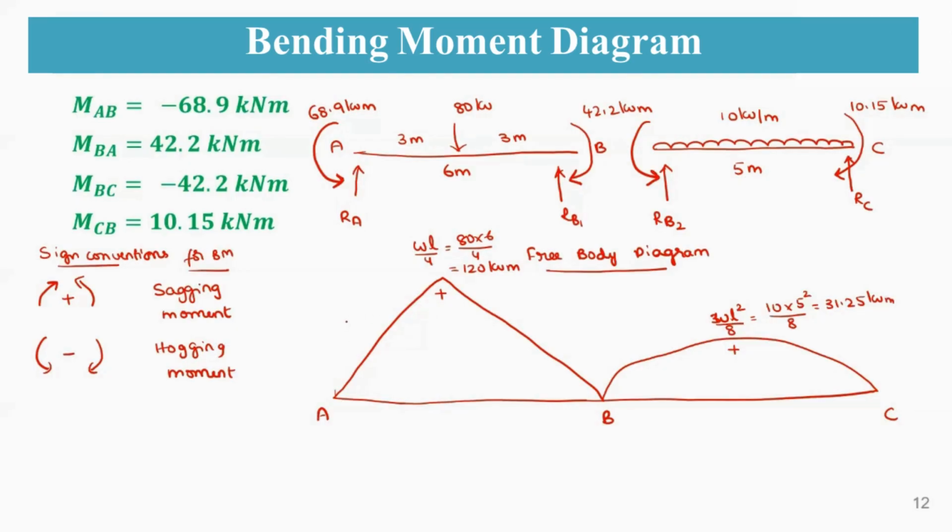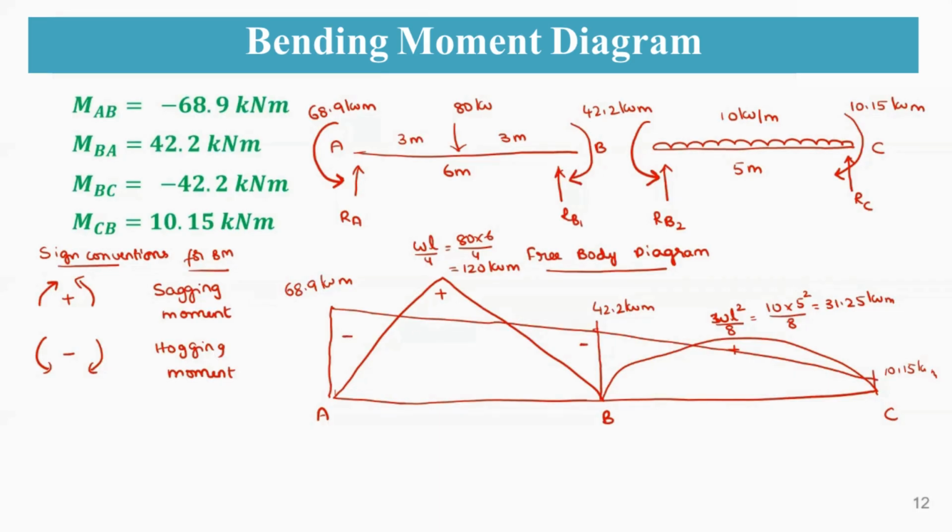So now here it is 68.9, and this is 42.2. So this is 68.9 kilonewton meter and this is 42.2 kilonewton meter and this is 10.15 kilonewton meter. So you just join these lines. Okay. So this is negative, and this is also negative.